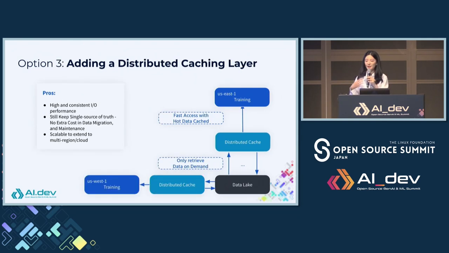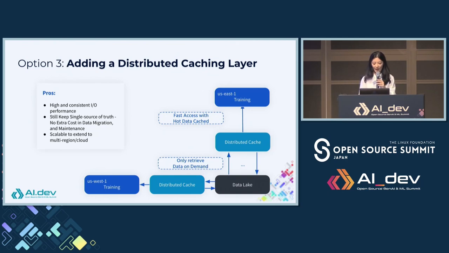And the last option is what we are going to discuss today. It's an option to add a distributed caching layer. The distributed cache helps you get faster access because it only caches the hot data. Hot data means the data that is frequently accessed, or what you call the working set. And the distributed cache will help you retrieve data from your data lake on demand.